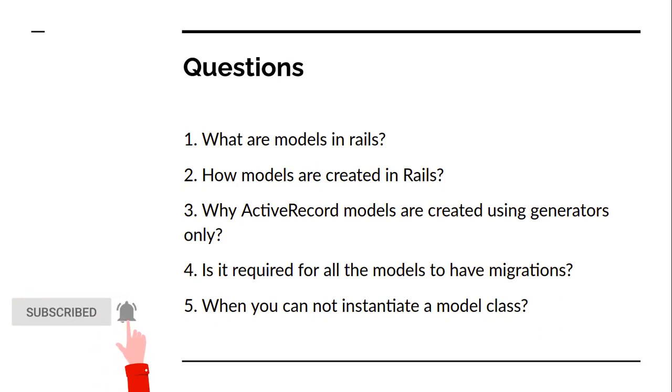Why? Because Active Record models support callbacks and validations, and if we do not have a migration or table for that Active Record, then how will you validate it and call callbacks for that model? So usually we should have migrations for all Active Record models. But it is true that not all the classes defined in the models directory require a table. Okay. Now, when you cannot instantiate a model class, we just forget this.